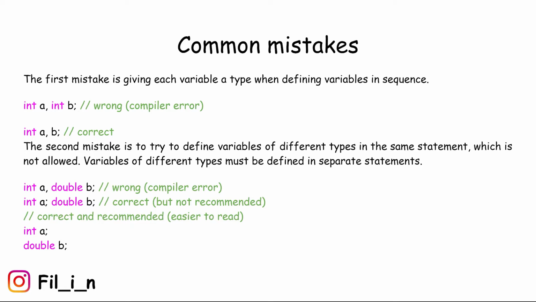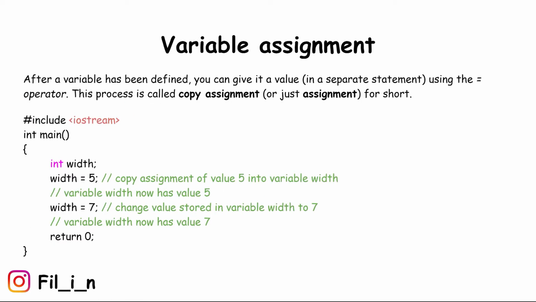After a variable has been defined, you can give it a value in a separate statement using the equals operator. This process is called copy assignment, or just assignment for short. #include, int main, int width; width = 5; copy assignment of value 5 into variable width. Variable width now has value 5. width = 7; changes the value stored in variable width to 7. Variable width now has value 7.